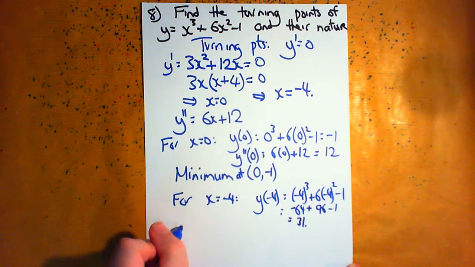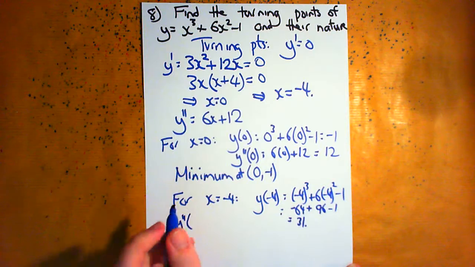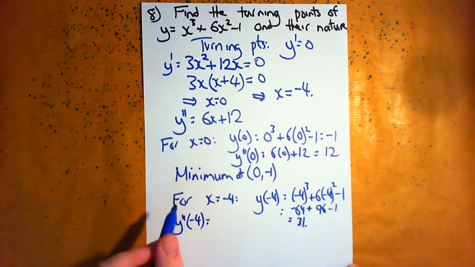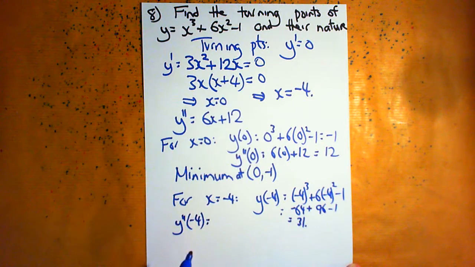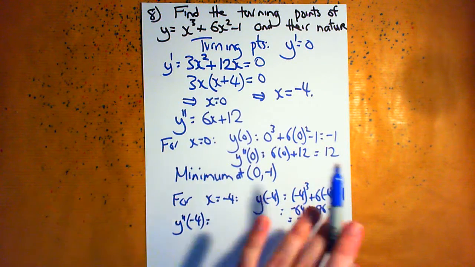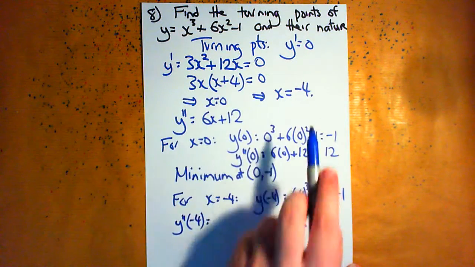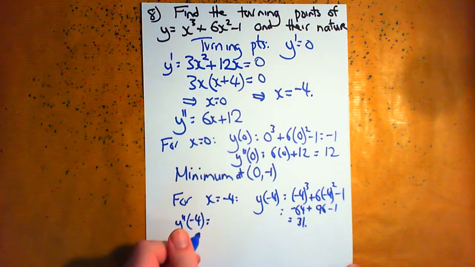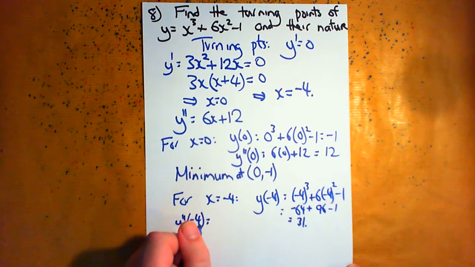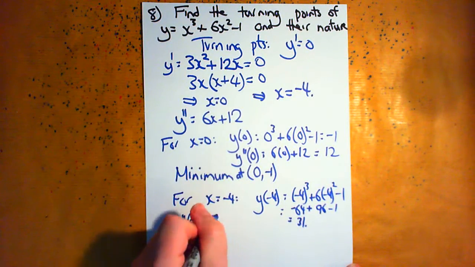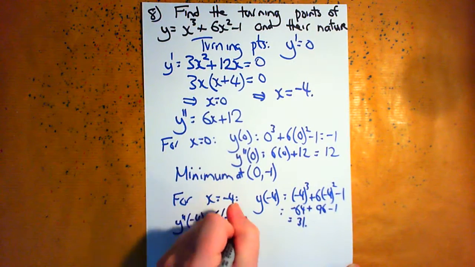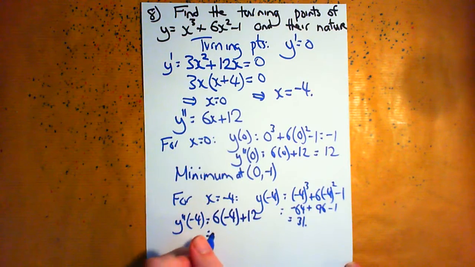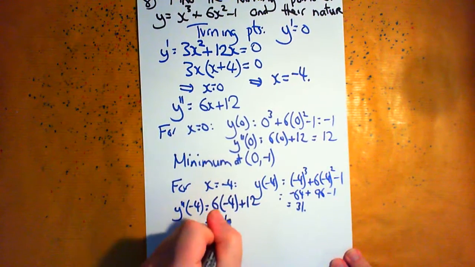Okay, so let's substitute negative 4 into the second derivative. So we have y double dash of negative 4. If we substitute it into y dash, we would get 0, but we already know that, because that's how we got x equals negative 4 in the first place. So y double dash of negative 4 is, we're substituting negative 4 into the second derivative, which is 6 times negative 4 plus 12, which is negative 24 plus 12, which is negative 12.